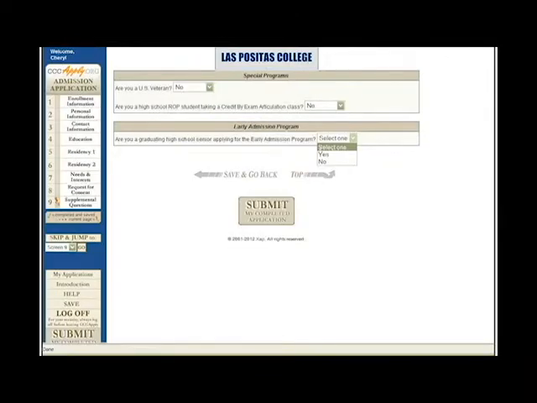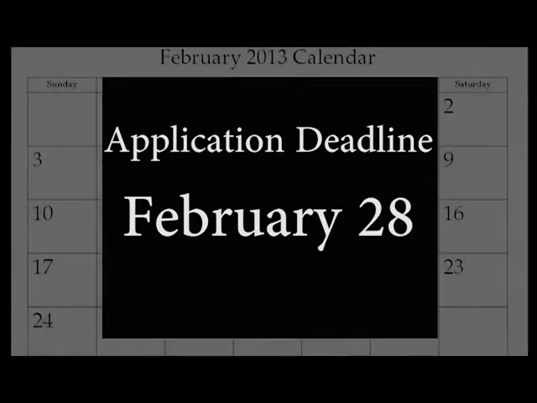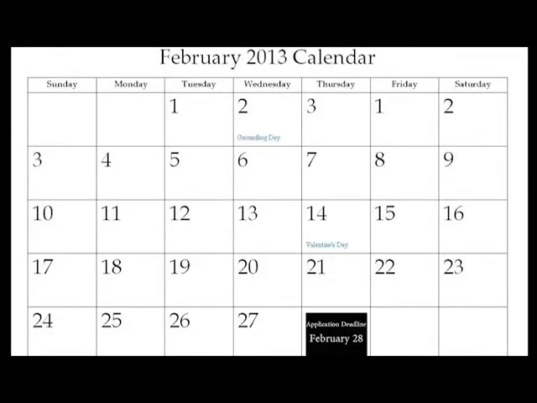The second one is, under tab 9, supplemental questions, you will be asked, are you a graduating high school senior applying for early admissions program? Please respond with yes. Please note that students who apply after the February 28th deadline will need to follow the regular new student enrollment process and will not be eligible for the early admission program.